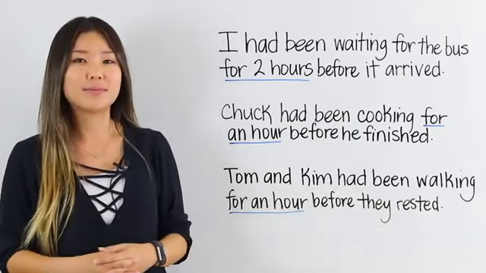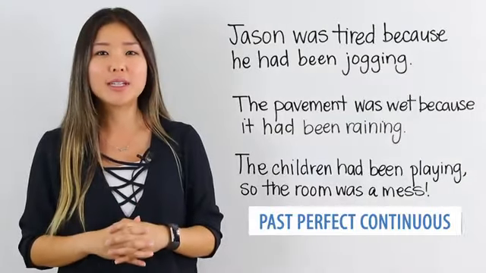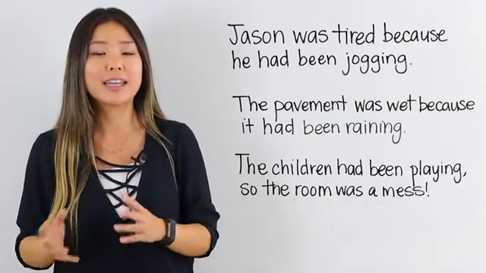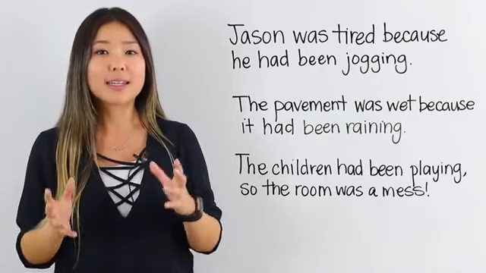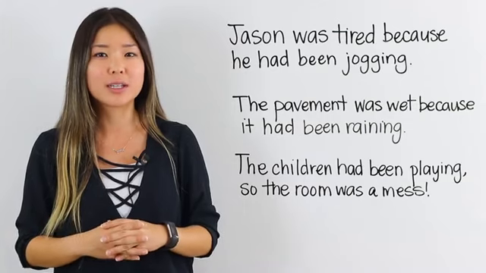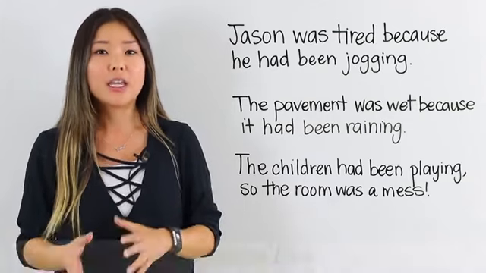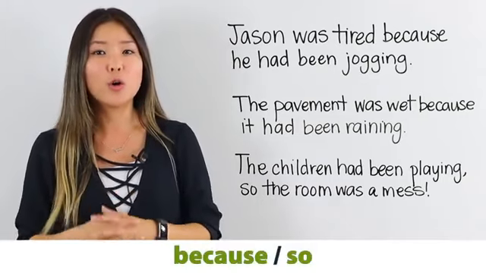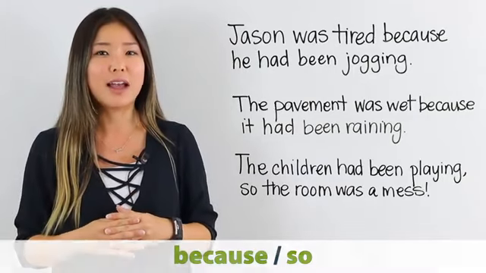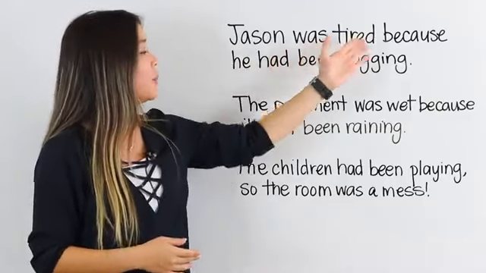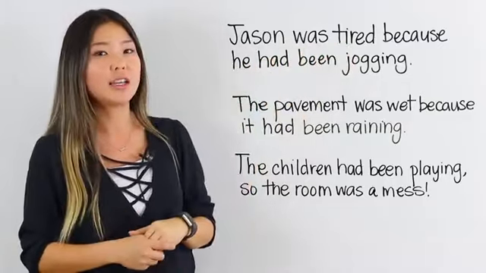Let's move on. The past perfect continuous tense is also used to express cause and effect in the past. The verb that's in the past perfect continuous tense shows the cause, why something happened. We can use because or so to show the cause and effect. Here, I'll explain. Jason was tired because he had been jogging.